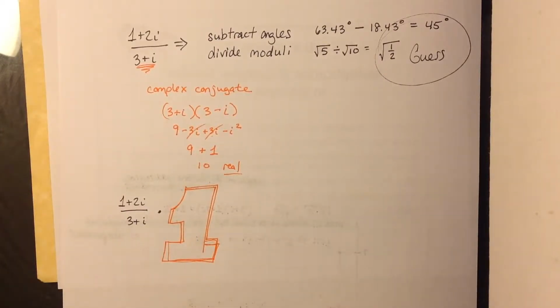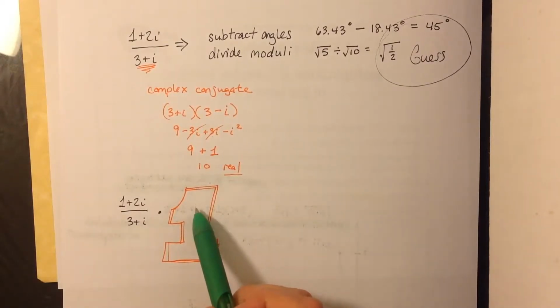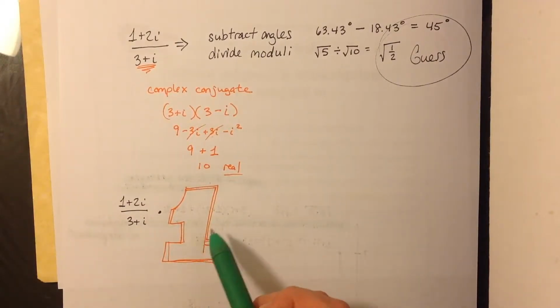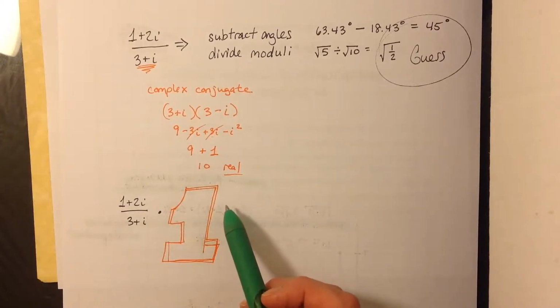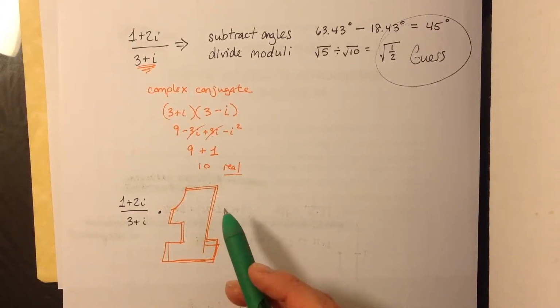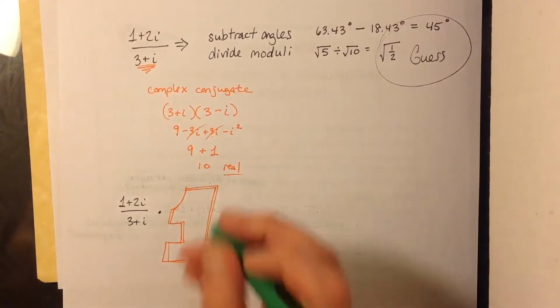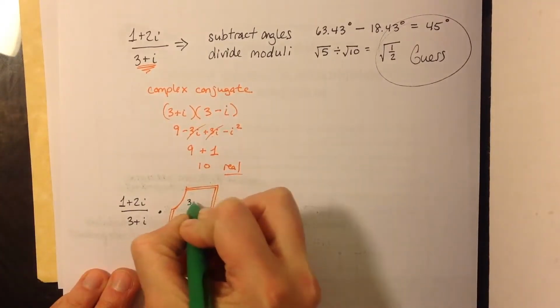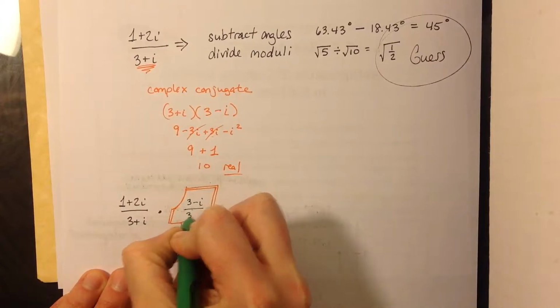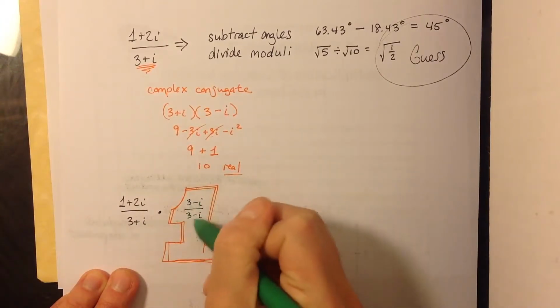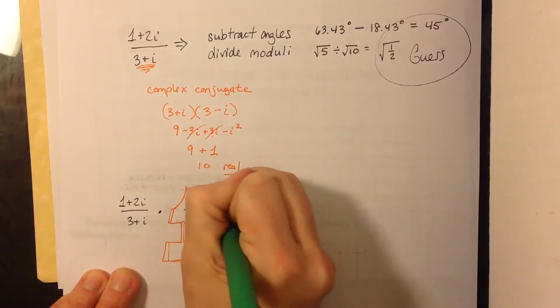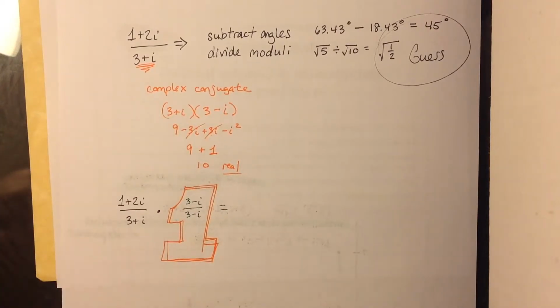In this case, that 1 is going to look like the complex conjugate divided by the complex conjugate. Just like 5 divided by 5 is 1. 2 divided by 2 is 1. A complex conjugate divided by the complex conjugate is 1. So I'm going to do 3 minus i divided by 3 minus i. That equals 1, but now I'm going to FOIL on the top and the bottom and see what I get.